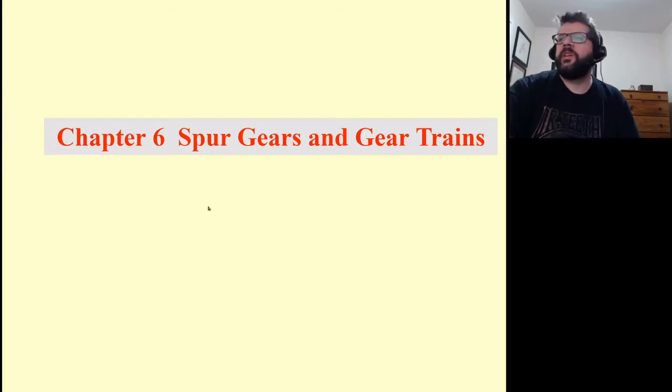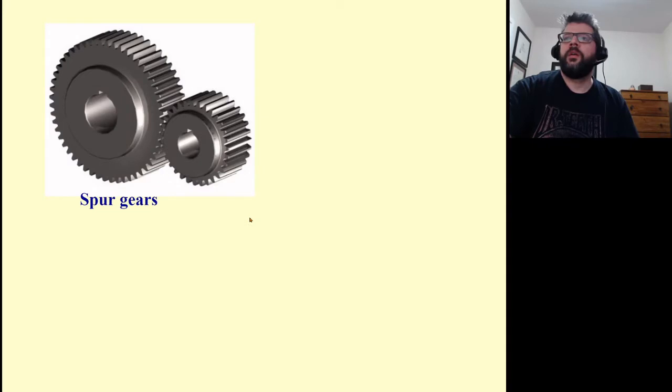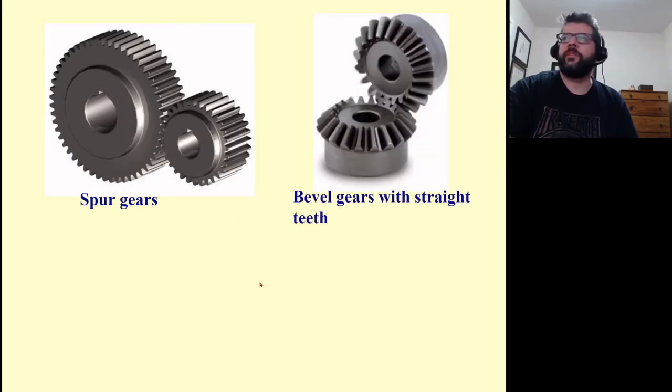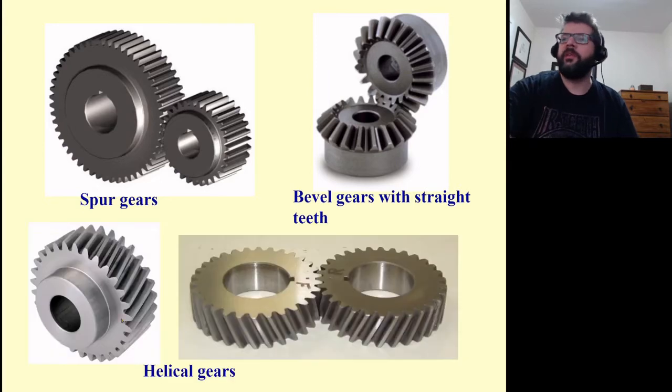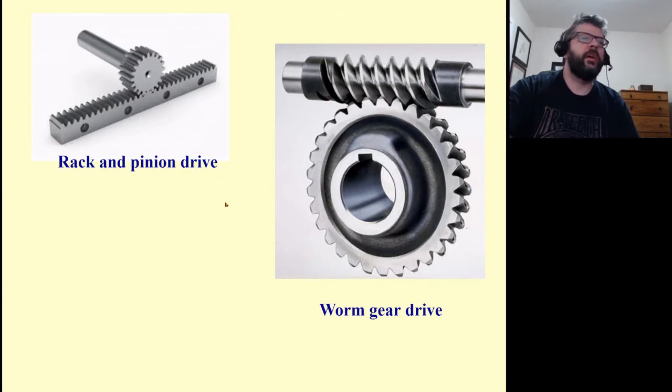Okay, so let's start our look at gears. So we've got different types. We've got spur gears, bevel gears with straight teeth. You can have helical gears. You can have bevel gears with helical teeth as well. Got worm gears, rack and pinion drives, ring and pinion drives.